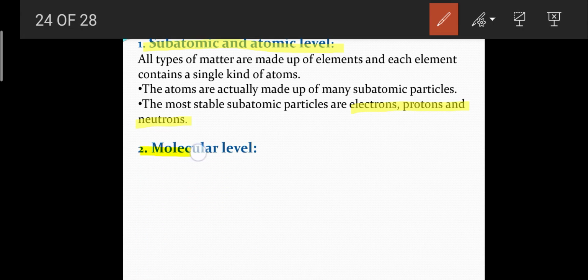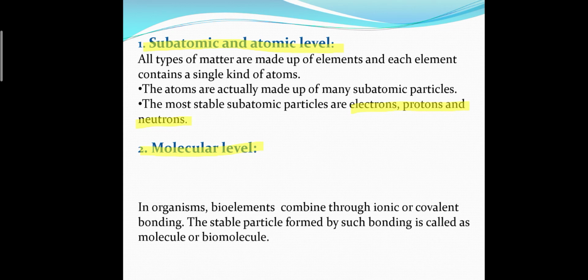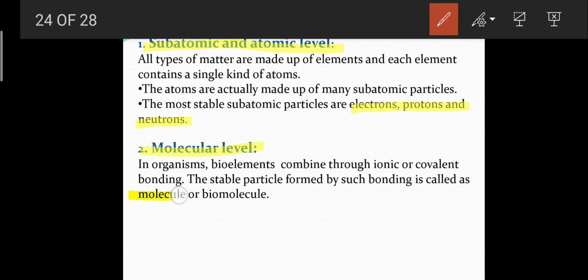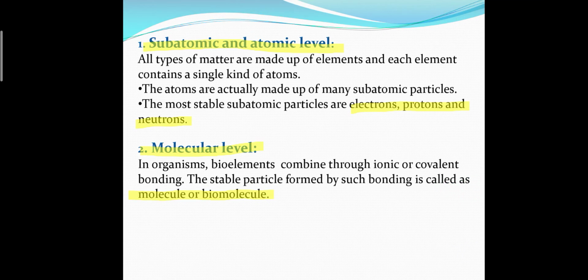What is the molecular level? Bioelements combine through ionic or covalent bonding. The stable particle formed by such bonding is called a molecule or biomolecule.